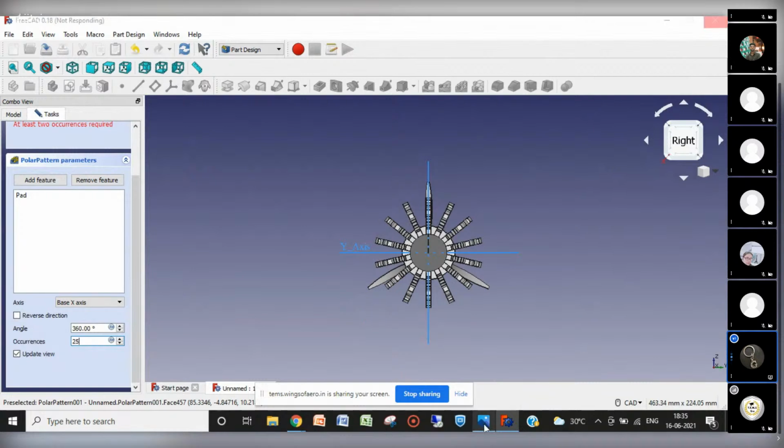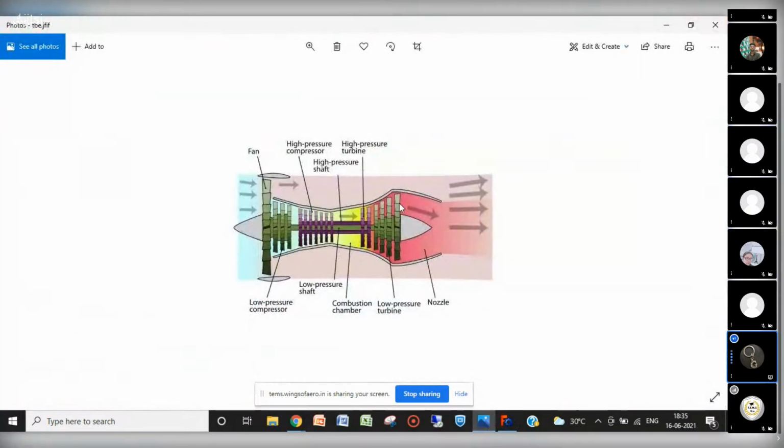After compressor blades, we will go to our turbine blades. These blades, the high pressure turbine would be less in number and low pressure turbines would be more. So they must be very close to the nozzle, and the space in between would be helpful for our combustion. All of the space.